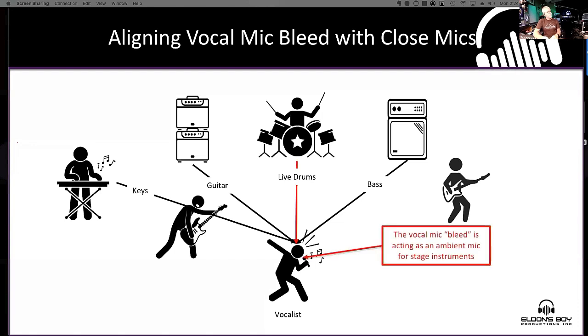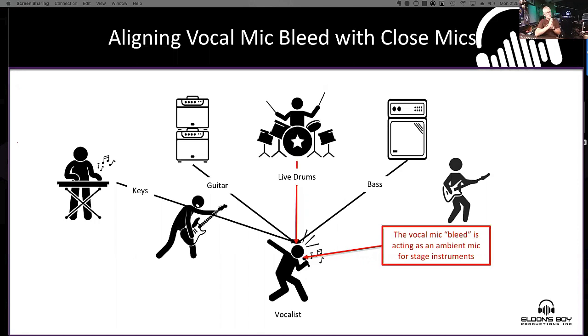So the question becomes, okay, how do we do this? The vocal mic bleed is acting as the ambient mic for stage instruments. And as Michael said, well, why would I do this? They're moving too much. Well, at least this is the agenda that I use: I want it to be as good as possible when he's in the worst place, right? Because remember how comb filters work. They work on delay and amplitude.